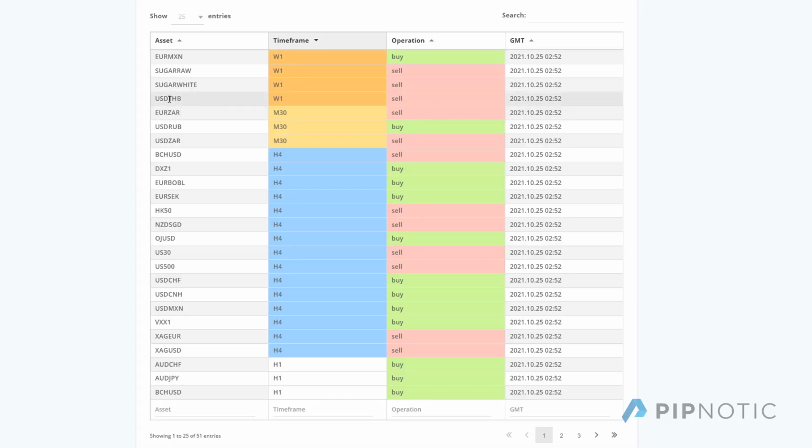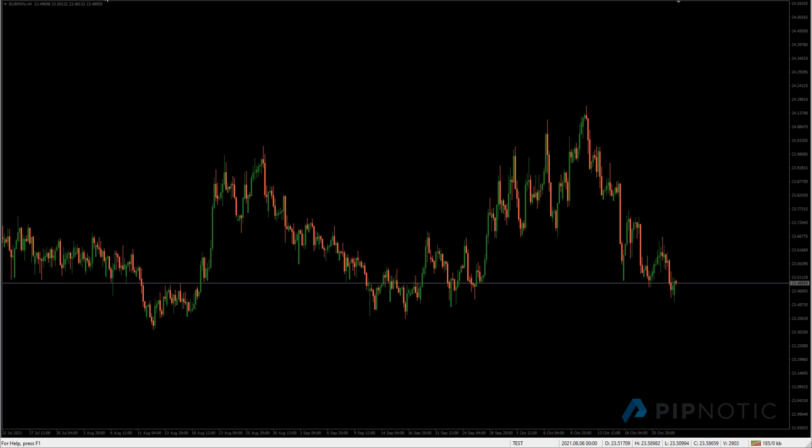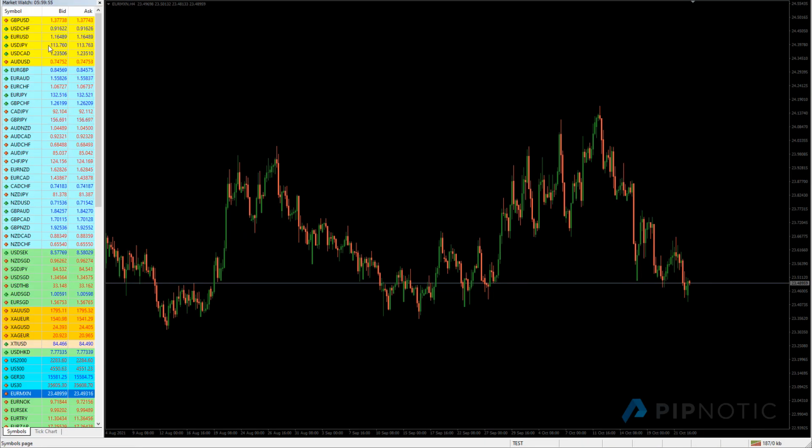We have the US dollar Thai baht. So looking at the American dollar Thai baht, that's a tough one to find. Just go like this. US dollar. Here it is.